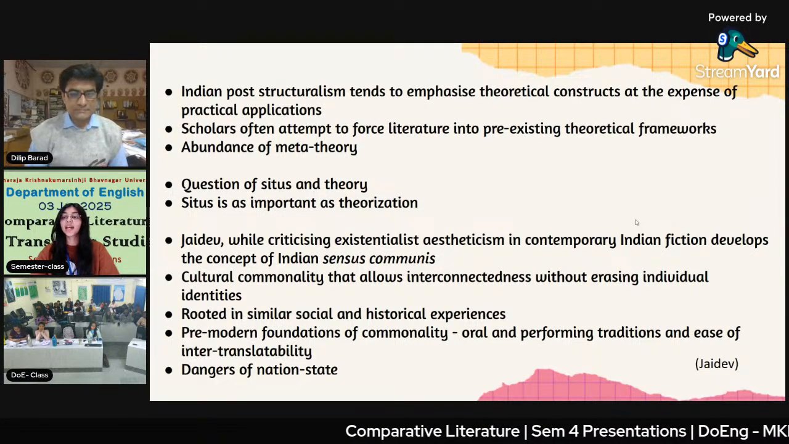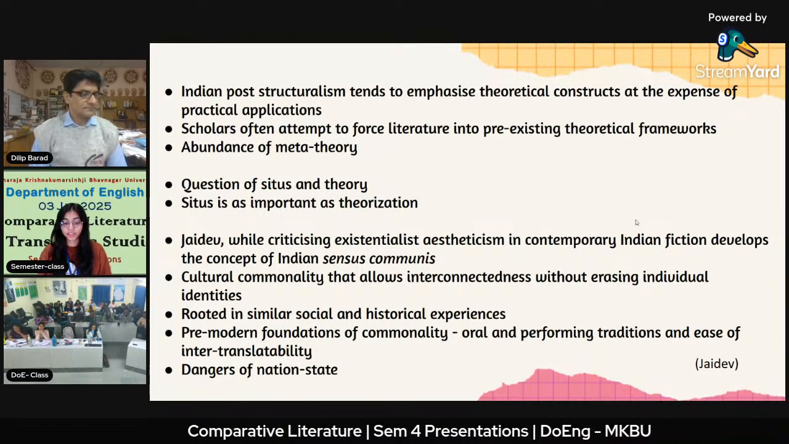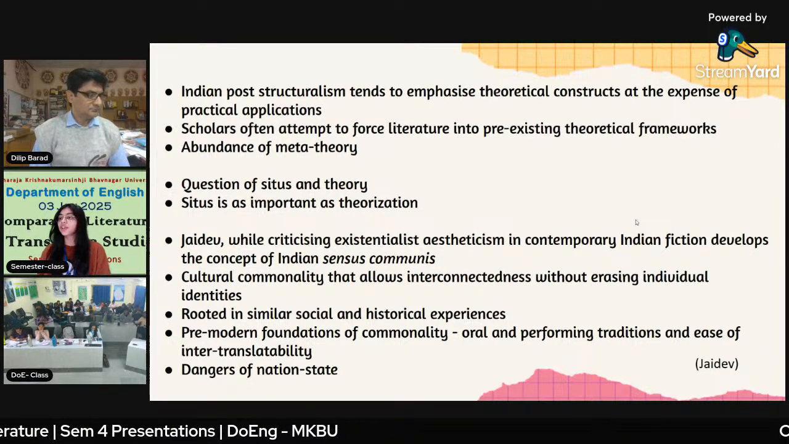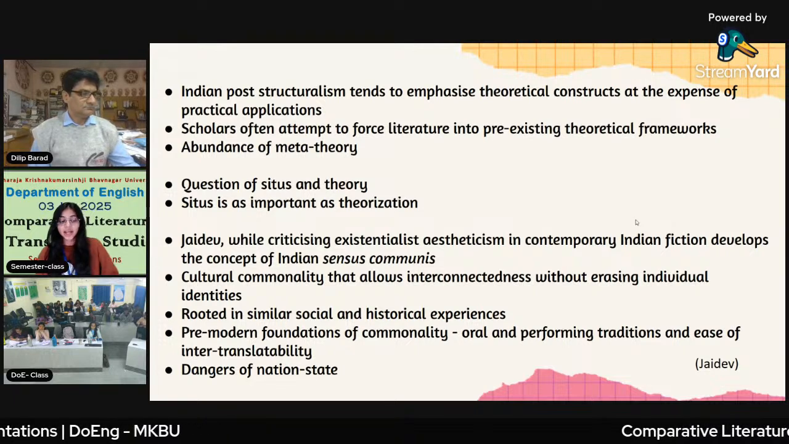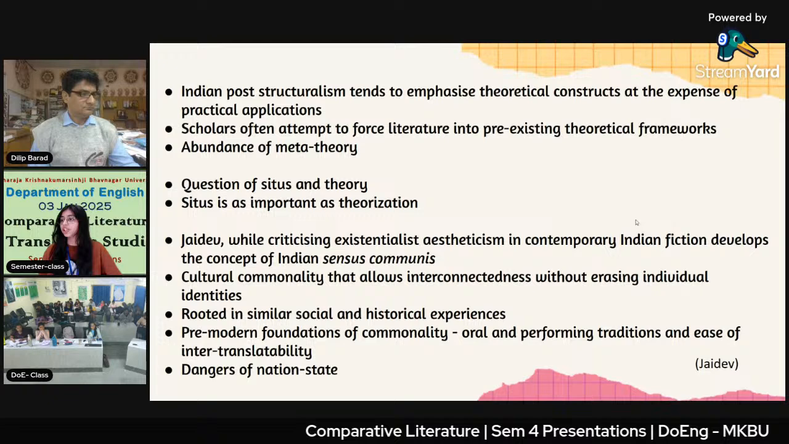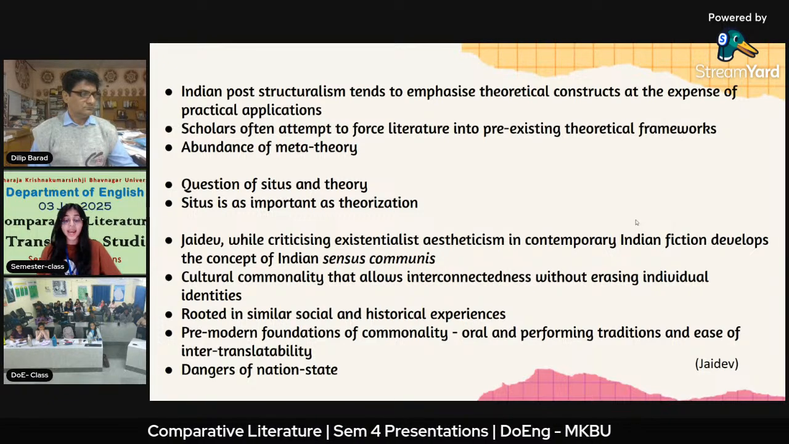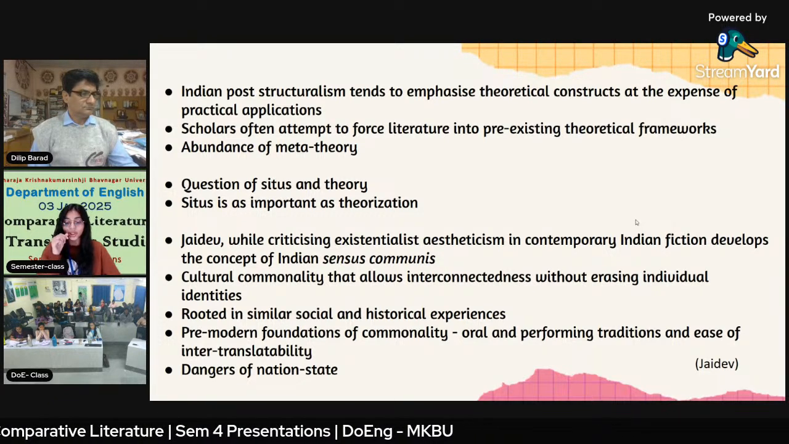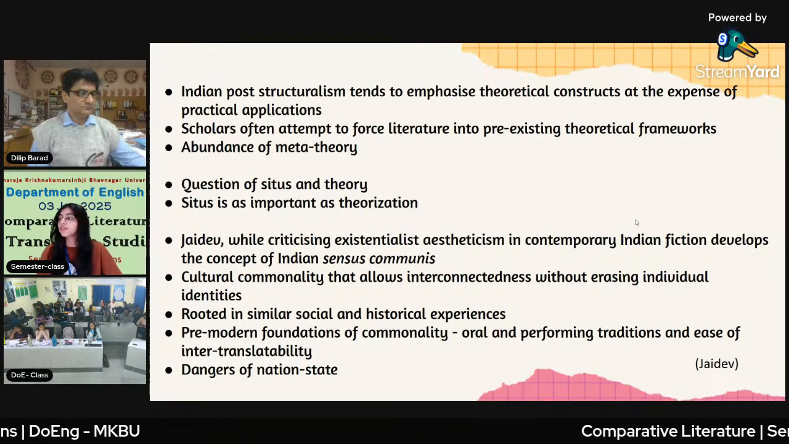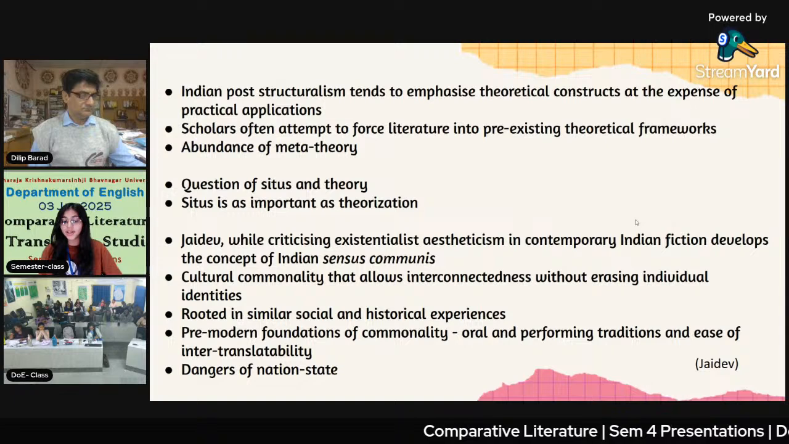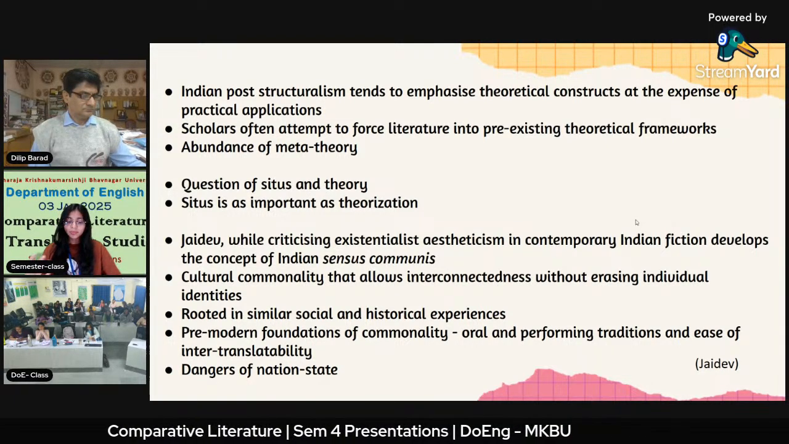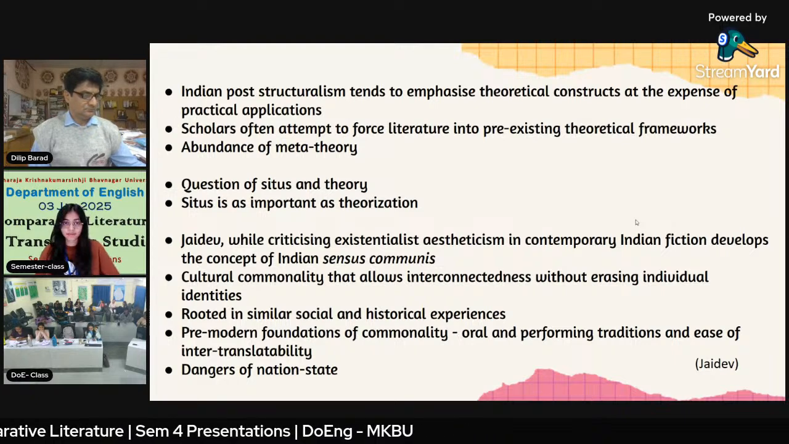Jayadev goes on to say that the pre-modern foundation of these commonalities he first discusses is oral and performing traditions and ease of intertranslatability. During pre-modern India, there used to be this ease of intertranslatability. The translating of works was quite easy, and at the same time, these stories originated from oral or performing traditions. So this is like a shared historical experience of Indian literatures, and we see it from the example of the Bhakti movement. That movement inspired many works in different languages.